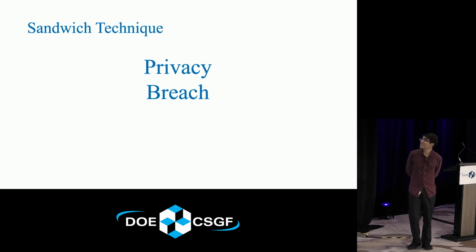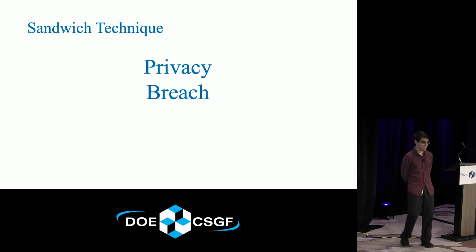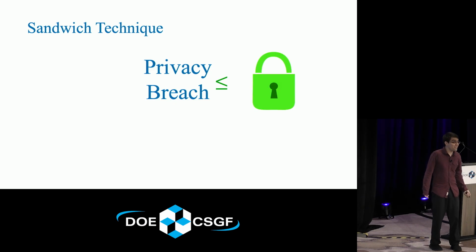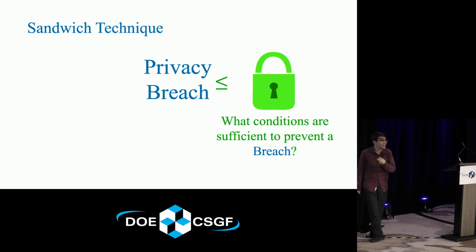And so what the community has done is something I call the sandwich technique. I got this from someone else, Kobe Nassim, who's a theoretical computer scientist. He's wonderful. But he calls it the sandwich technique. And the basic idea is that you can't really define what a privacy breach is, but you can write down the conditions that are sufficient to prevent a privacy breach. And note here that I say just sufficient, not necessary and sufficient.